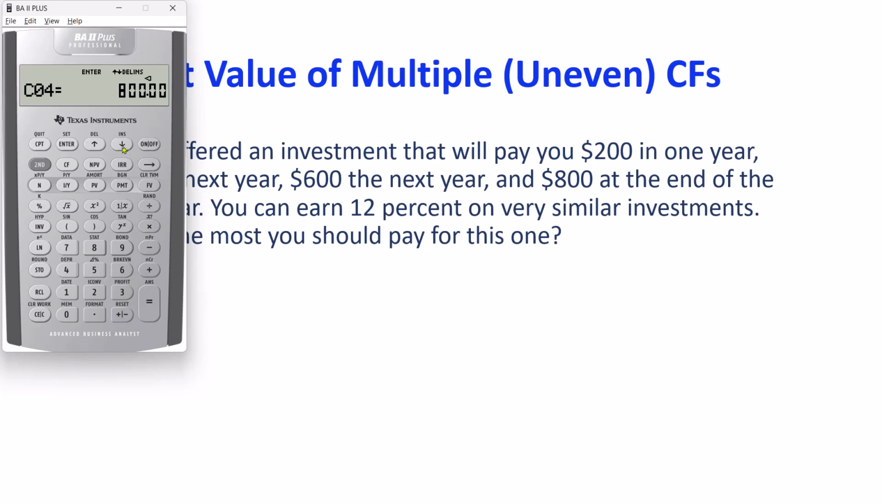After you're done entering the cash flows, you push the NPV button and enter your rate, which is 12%. Remember, for the calculator, we use whole numbers for the rate. And then you use the down arrow and then compute. So the present value of the 4 unequal cash flows that you see here, discounted at 12%, would be $1,432.93.